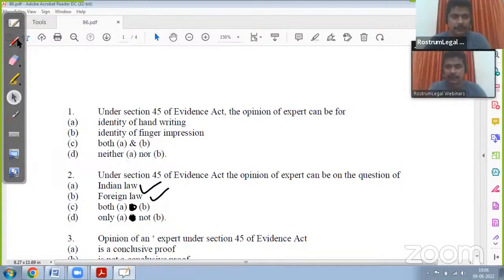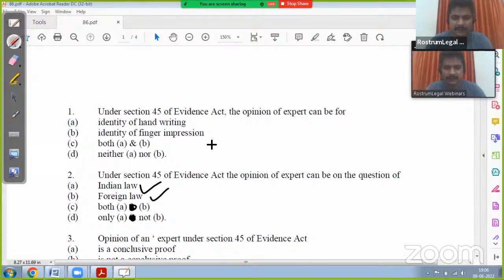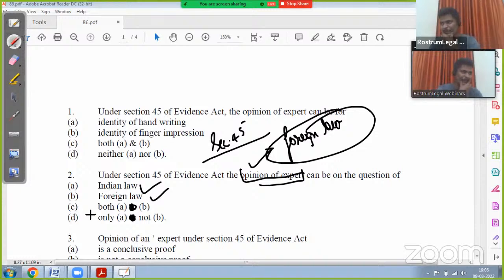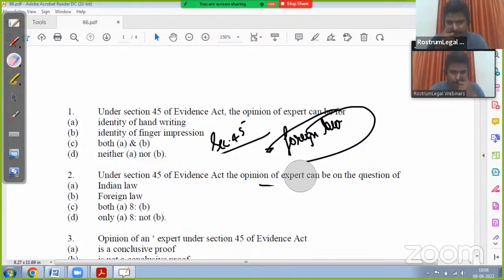So, if you remember, if again we will read section 45. Section 45 states that the opinion of the expert can be taken on any question of foreign law, but not any question of Indian law. So for foreign law we can take the opinion of the expert. So its correct answer will be your option B for Bangalore. Does anyone have any confusion? Yes. This was a very easy and straight question. Moving towards next question.